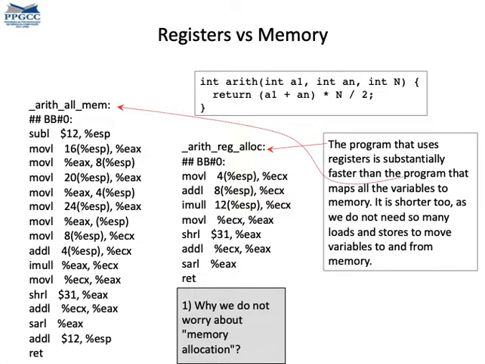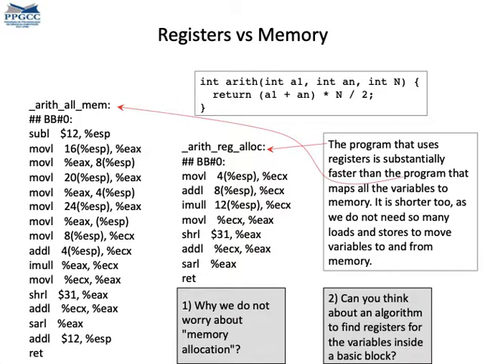By the way, why do we talk about register allocation but we do not talk about memory allocation? Well, basically because we can, for all the purposes, imagine that memory is infinite. Of course, that's not true, but we can assume it, just for the sake of simplicity.